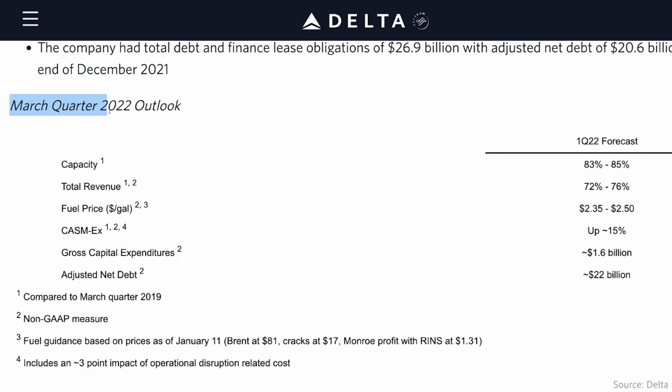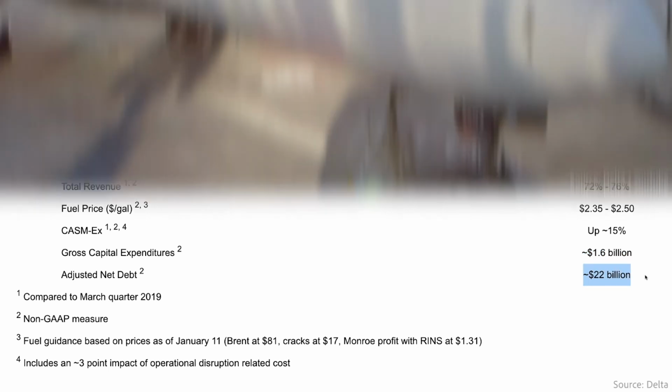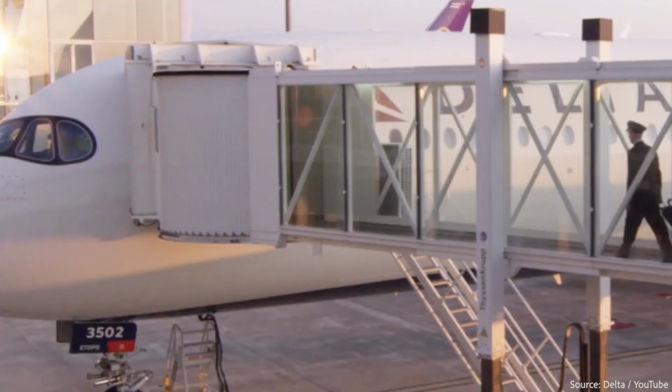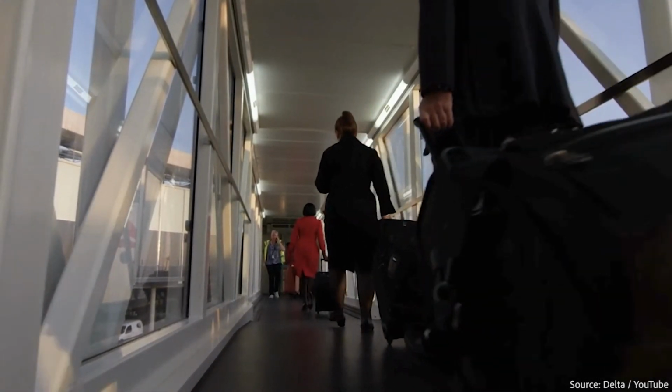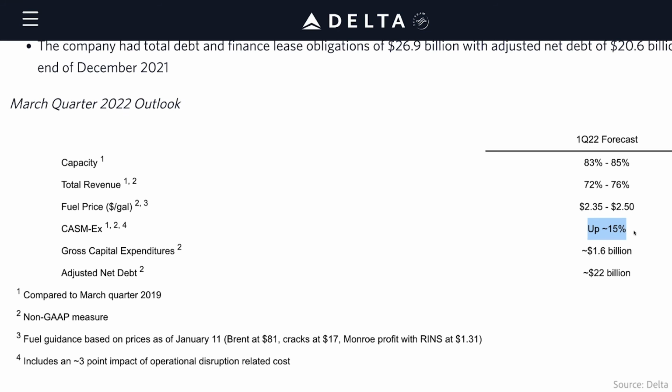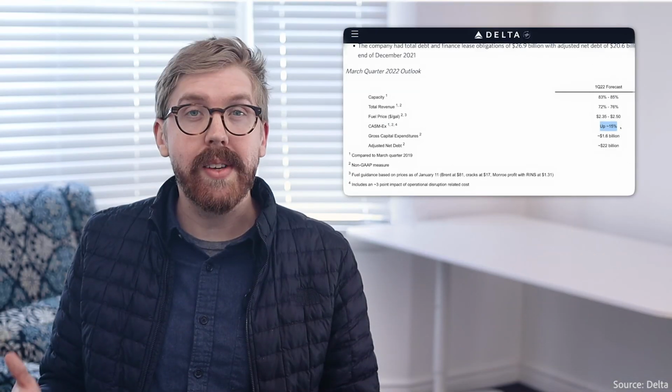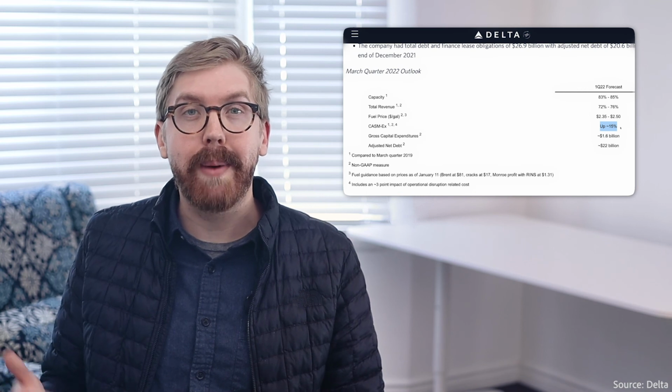For Delta's March 2022 projections, it projected it will fill 83 to 85% of capacity and 72 to 76% of revenue compared to March 2019, spend $1.6 billion in gross capital expenditures with approximately $22 billion in adjusted net debt. Because the company has also projected a 15% increase in the cost of fuel per available seat, Delta will also raise ticket costs with a fuel surcharge to recapture somewhere between $15 to $20 each way on the average ticket value of about $200.